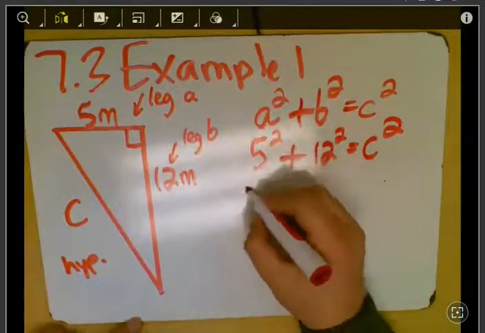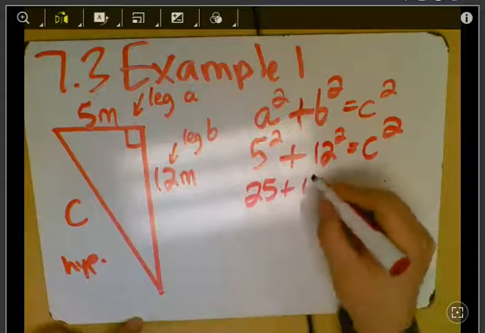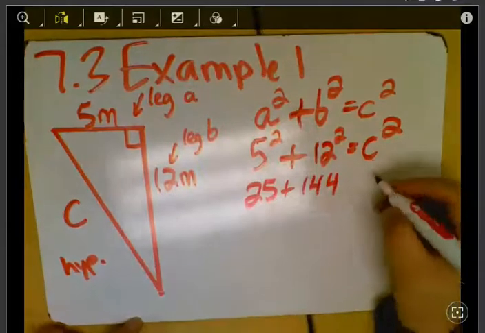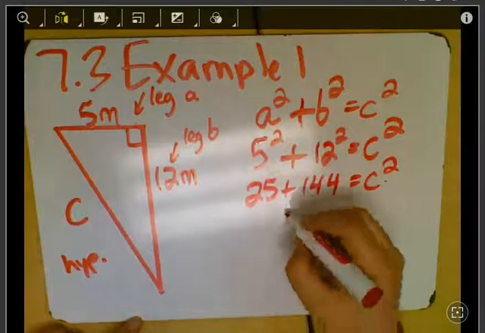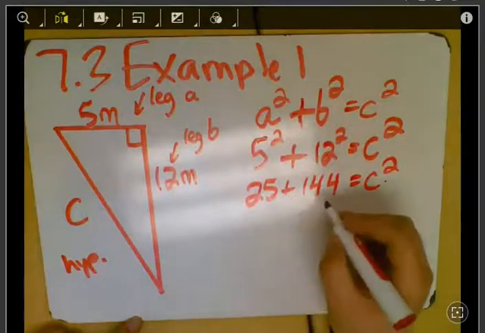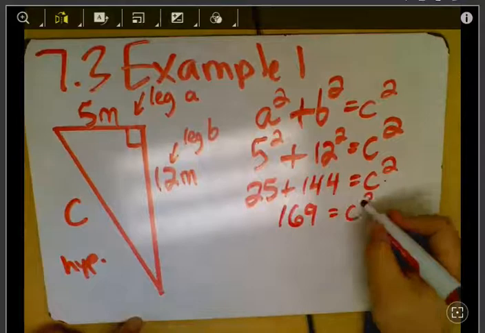So 5 squared is 25, and then 12 squared is 144, which equals c squared still. And then we simplify. We get 25 plus 144 is 169, and that still equals c squared.